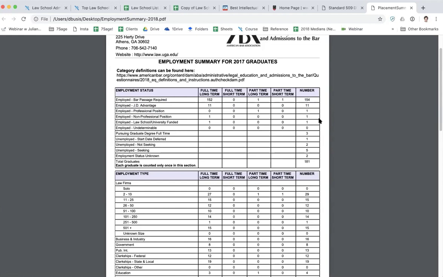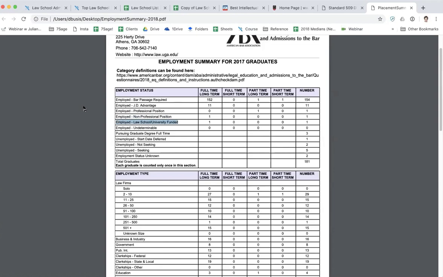For professional positions and non-professional positions, I would go to the definition to get more information. If those are ones you're worried about, I'd reach out to the school and ask what these people are doing. For employed law school, university funded, this is mostly people working at the school. Often it is not a long-term job, but it is probably full-time for at least a year.